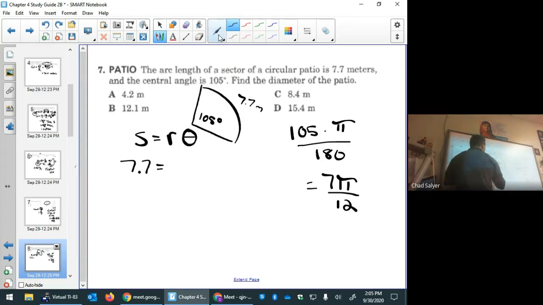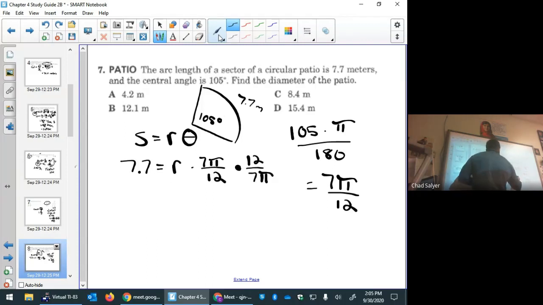R, we don't know. That's what we want to know. Times 7 pi over 12. So if I have a fraction multiplied by my variable, I can multiply both sides by that reciprocal. And those will cancel, like so.